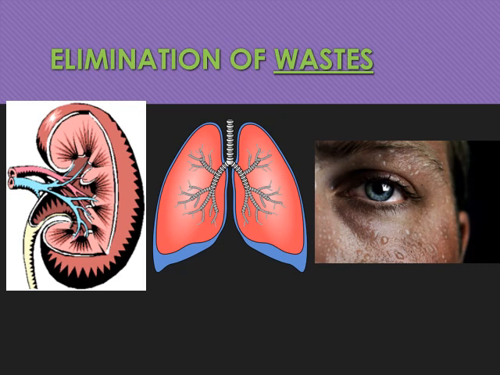Next is elimination of waste. So we'll talk a little bit more about this, but we have these 3 things pictured here because these are your primary organs that help you eliminate waste. So we have the kidney, we have your lungs, and then we have your skin, which eliminates waste via sweat.